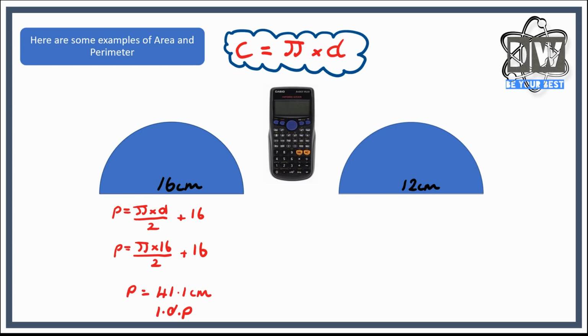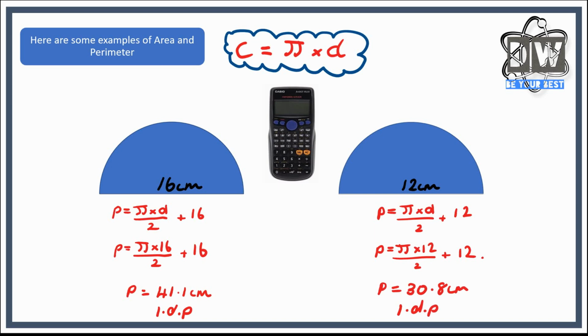Okay, so pause the video now, give it a go on the other one and see if you've got it right. All right, so here we go. Perimeter equals pi times diameter divided by 2 plus 12. All right, now take away the d, put in the 12, so perimeter equals pi times 12 divided by 2 plus 12. And if we do all of that and put that into our calculator, we'll end up getting perimeter equals 30.8 centimeters to 1 decimal place.